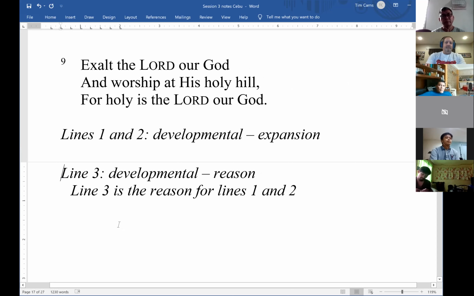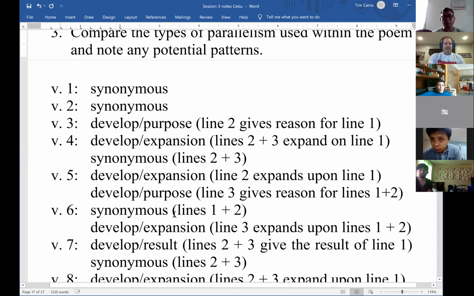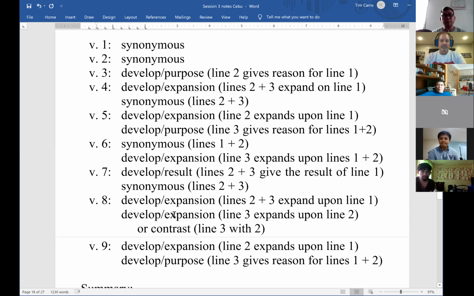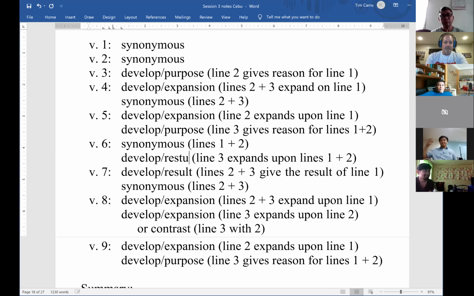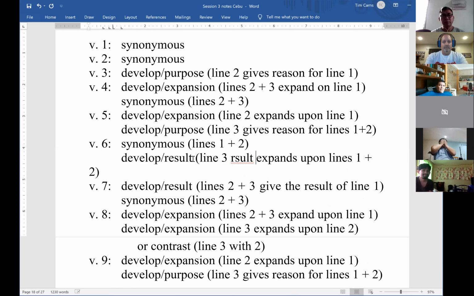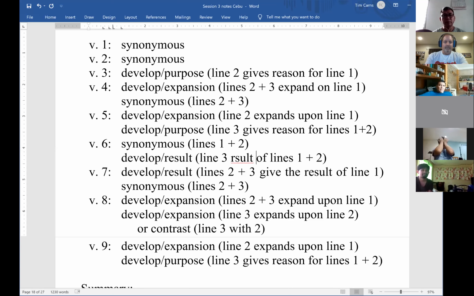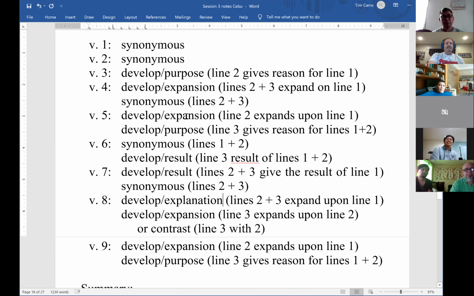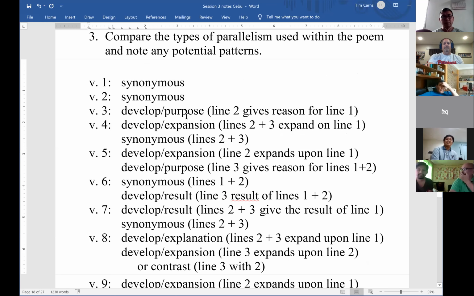Okay, so what do we do with all this? Okay, and I summarized here. Now I didn't add in, a few of your guys had some good suggestions here, let me see, maybe I can modify it right now. Verse 6 was result. 3 is a result. Okay, and then verse 8. Again, explanation. So what I'll do is I'll take the third step: compare the types of parallelism used within the poem and note any patterns.